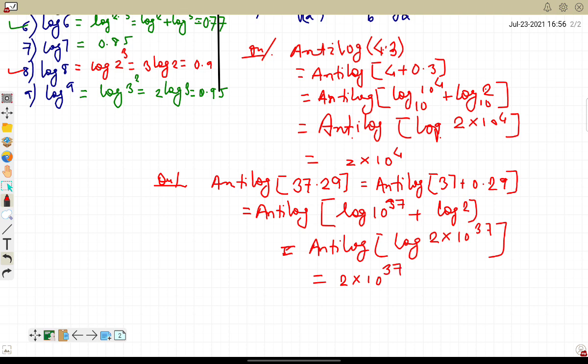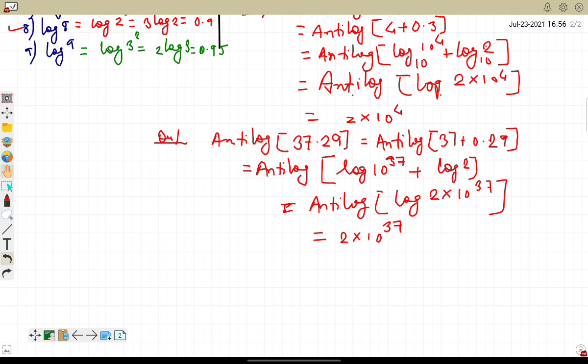So in this way we can find the value of antilog. All these antilog values are in positive form, but we can also find the value of antilog for a negative number. So how can we find the value for a negative number? We will try to solve one question. The question is antilog of minus 5.7.